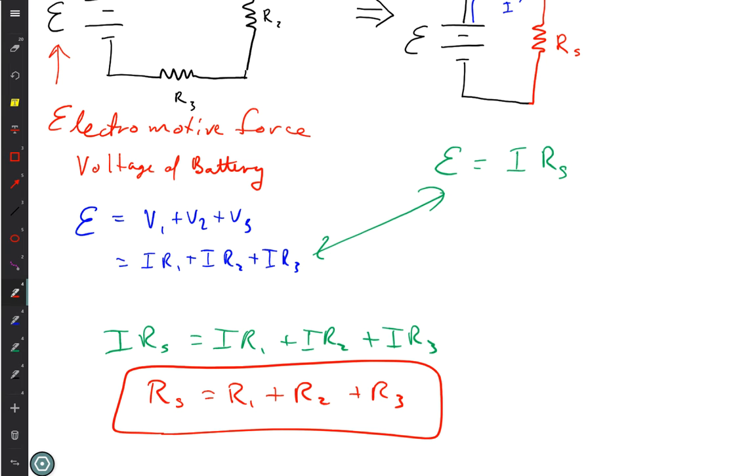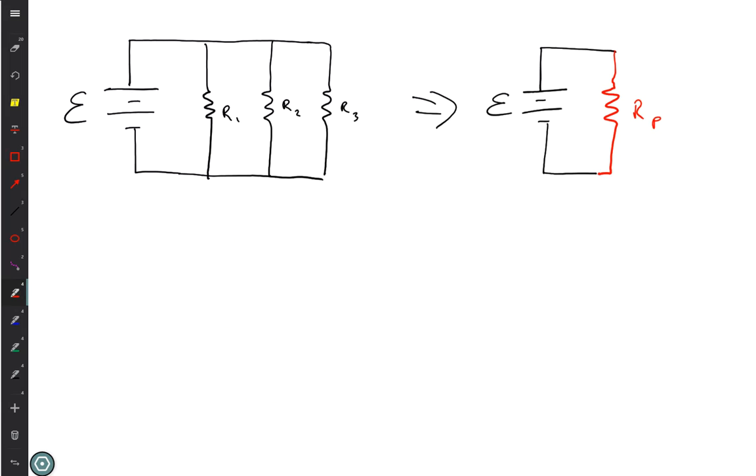Why do they add algebraically? Because the total voltage is equal to the sum of the individual voltages, and they all have the same current. Now let's go to parallel. In parallel, I again have a current coming out of here.